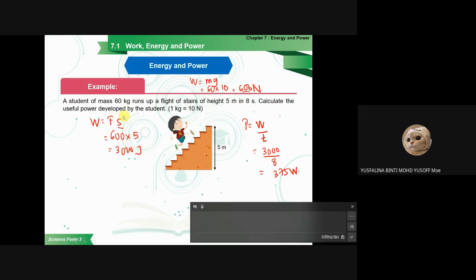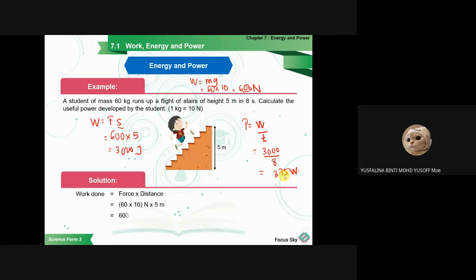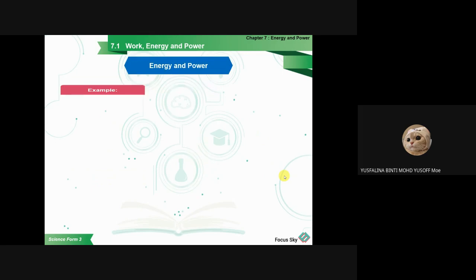So now you already have W, so you can put in the formula 3000 divided by time, here is 8 seconds. So when you divide, you will get 375 watt. So that is the power. Okay, that is the calculation.